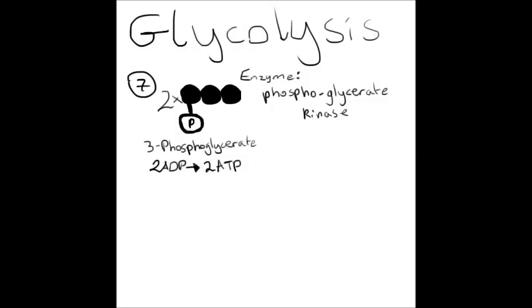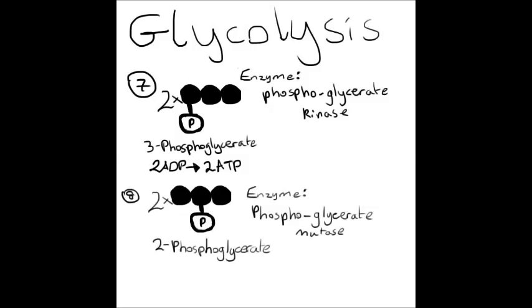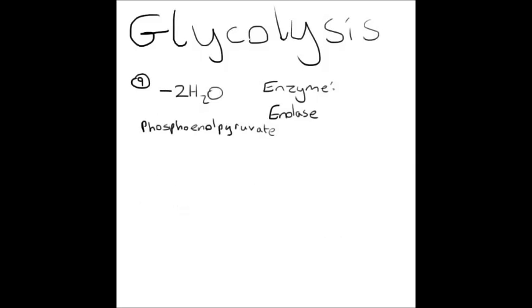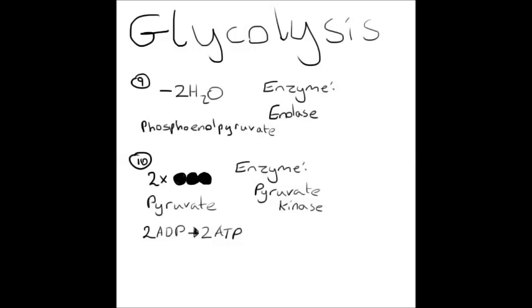Next, phosphoglycerate kinase removes one phosphate group from each molecule, phosphorylating 2 ADP molecules into ATP and producing a couple of 3-phosphoglycerate molecules. Phosphoglycerate mutase then shifts the remaining phosphate group and converts our molecule into 2-phosphoglycerate. Enolase is then used to dehydrate the molecules to phosphoenolpyruvate. Then, at last, pyruvate kinase produces our 2 pyruvate molecules, phosphorylating another 2 ADP molecules in the process.